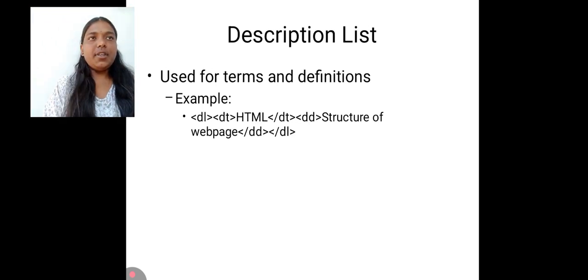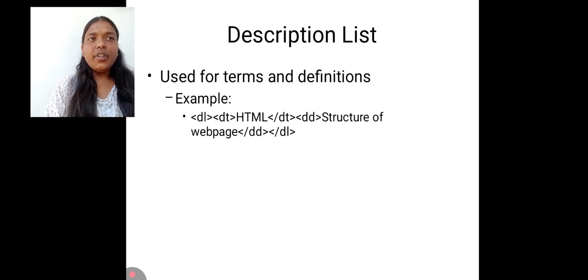Now the third one is description list. Description list is used to define the type of the list, and it is represented using the DL tag. This list is used when we want to show terms with their definitions. It contains two types of tag. First is DT, which means description term, and second is DD, which is definition description.